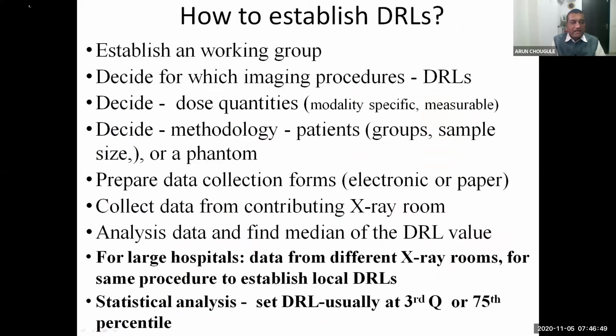So how to establish DRL? Establish a working group, decide for which imaging procedure you want to set a DRL, decide dose quantities, decide methodology, patient group, sample size, and whether you are going to do it on a patient or on a phantom. Prepare a data collection form, which can be electronic or paper-based, collect data from contributing X-ray rooms, analyze the data, find the median of the DRL for large hospital data from different X-ray rooms for some procedure to establish local DRL, do statistical analysis, and set DRL, usually at the third quartile or 75th percentile.